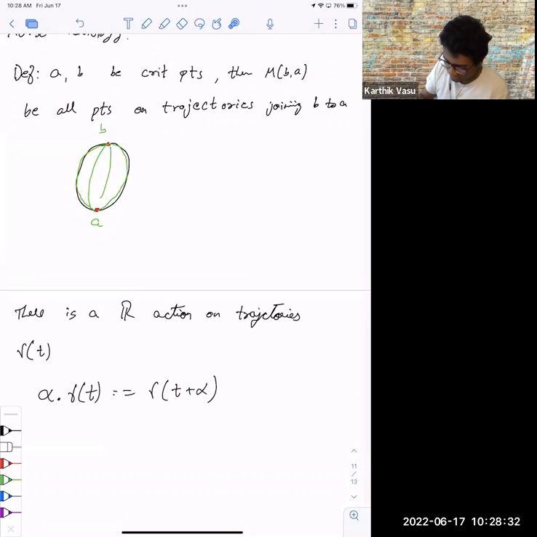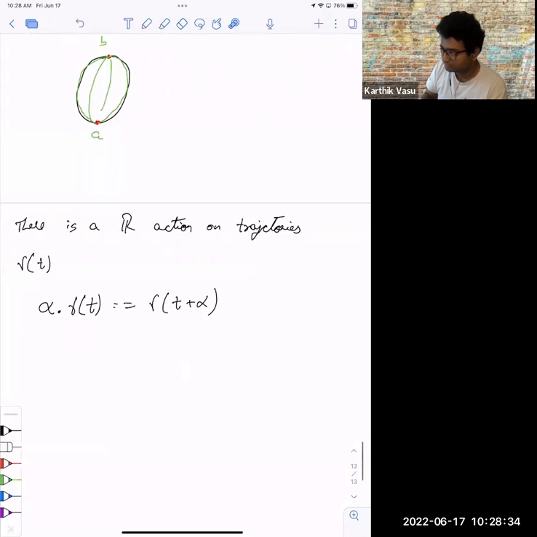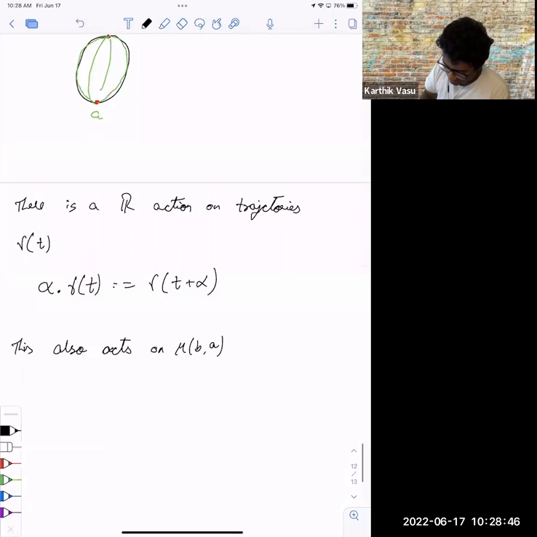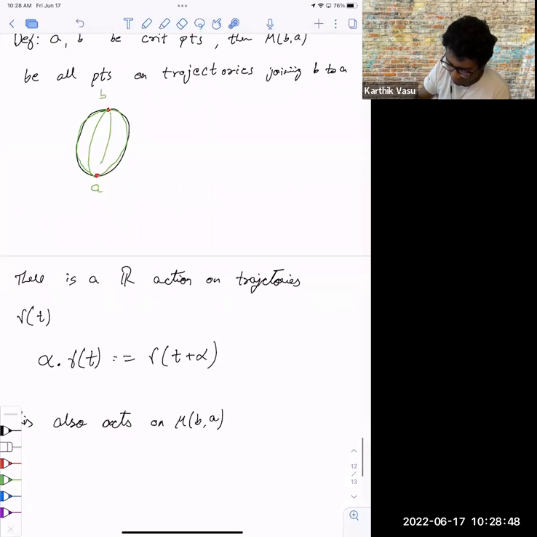So this R action also acts on M_BA just by doing the same thing. Every point is just mapped to something in its orbit or in the trajectory.